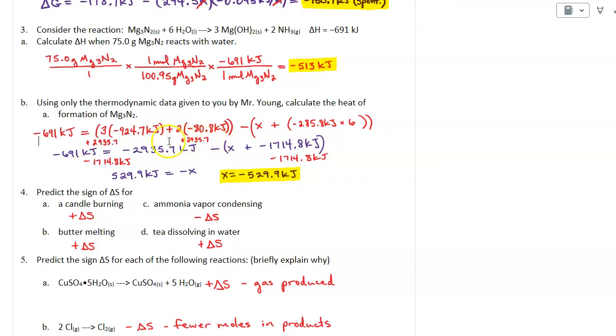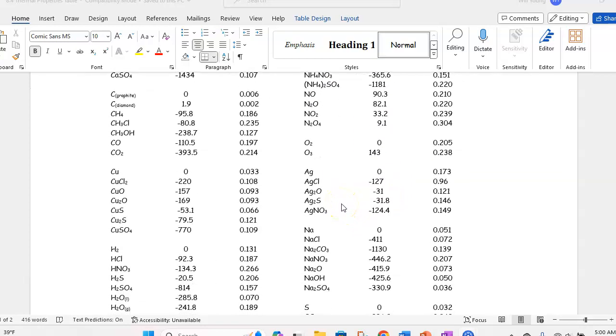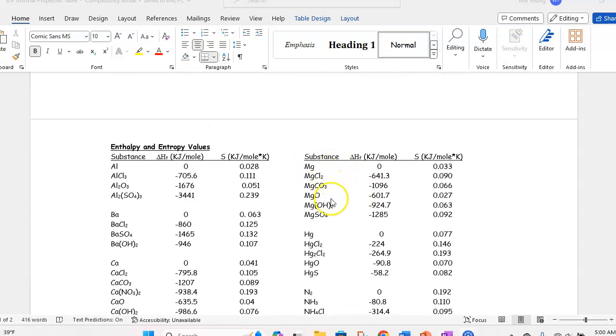This next one is pretty much just an algebra problem. It says, using only the thermodynamic data given to you by Mr. Young, calculate the heat of formation of Mg3N2. In other words, the Mg3N2 heat of formation is not on our thermal properties table. So if we go back to our heats of formation and entropy table here, you will find magnesium hydroxide, right? There's its heat of formation. You will find water, you'll find ammonia, you'll find everything else in the equation, but you won't find Mg3N2. Now you could look it up. I mean, you can find these things online.